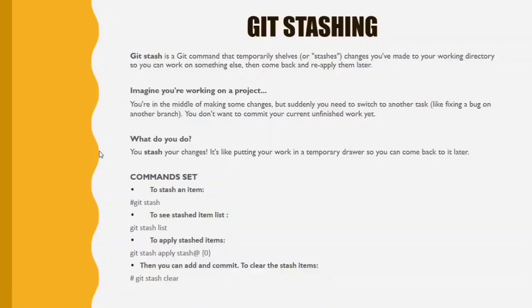Now let's proceed with understanding the concept of Git stashing. So git stash is a Git command that temporarily parks the changes you have made to your working directory so you can work on something else, then come back and reapply them later. Let's understand this with the help of a small diagram.